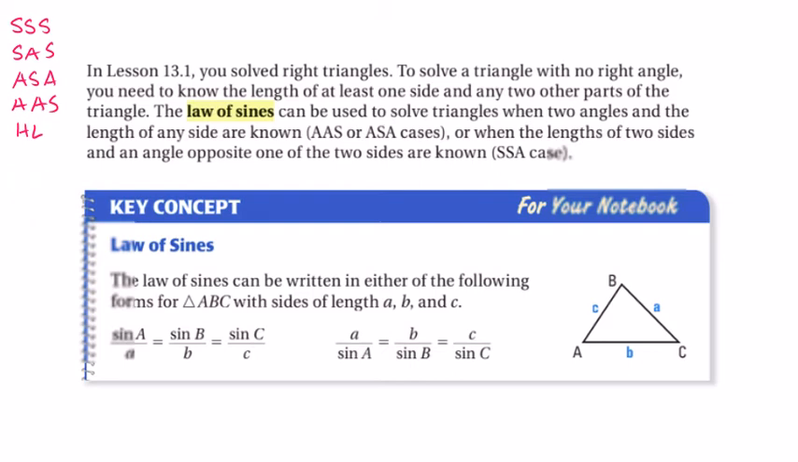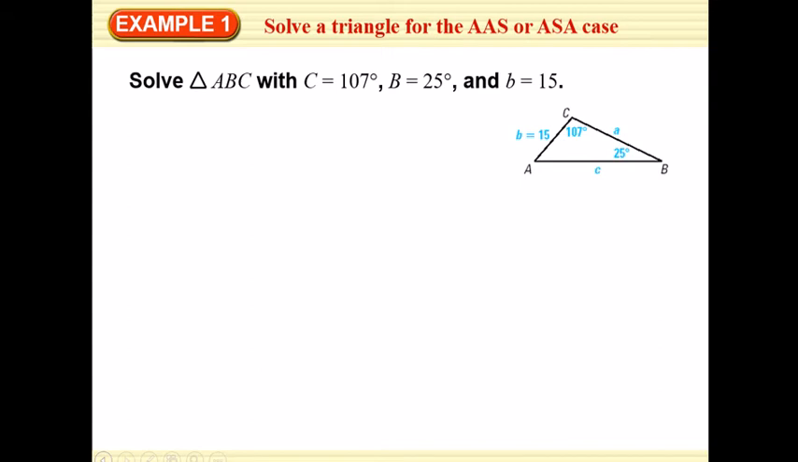So let's go ahead and look at example 1 again. Solve triangle ABC with angle C equaling 107 degrees, angle B equals 25 degrees, and side b, which is opposite of angle B, is 15. So you should be able to draw a picture, which I highly recommend with every single case here.